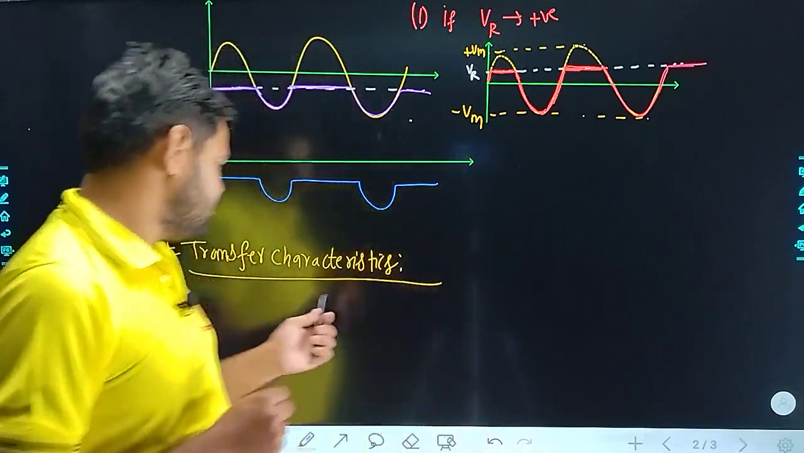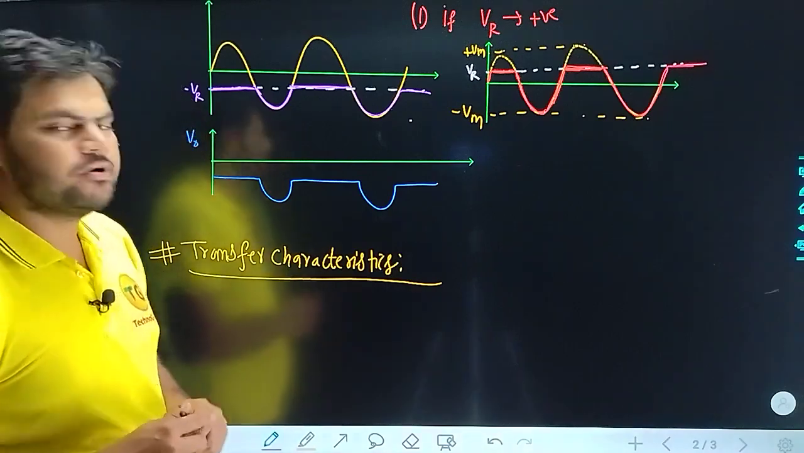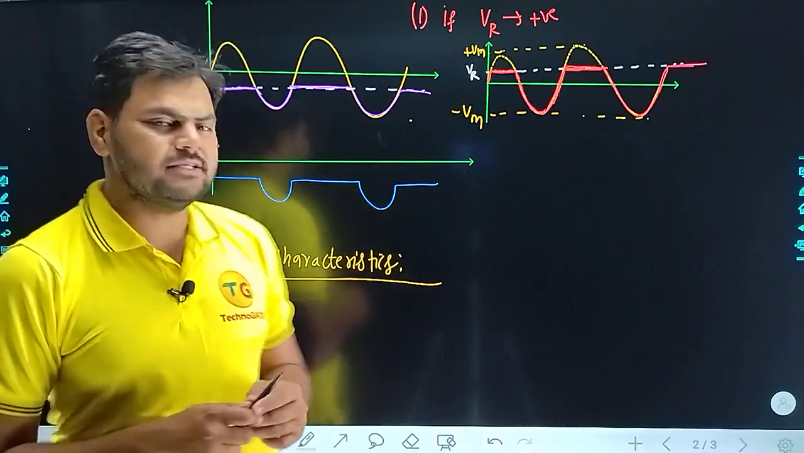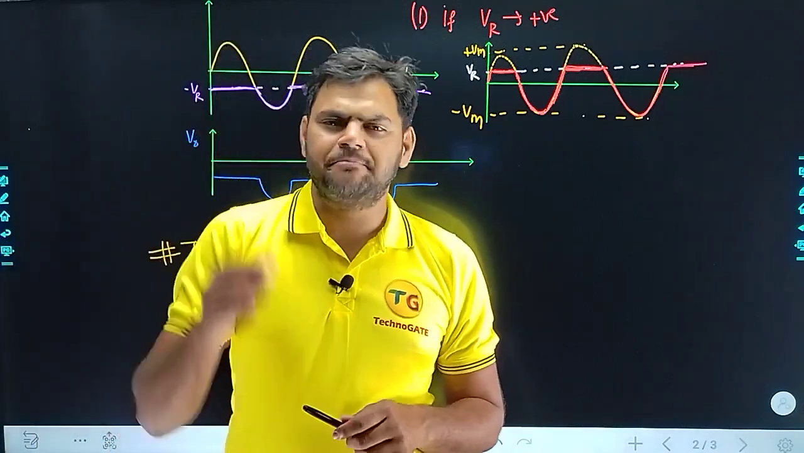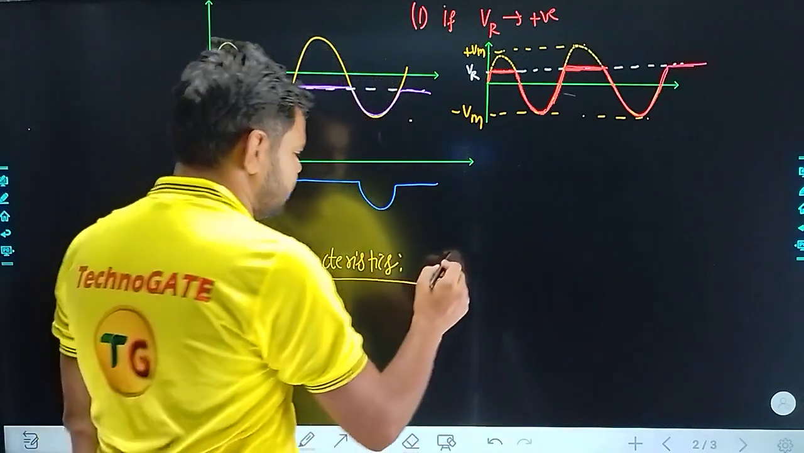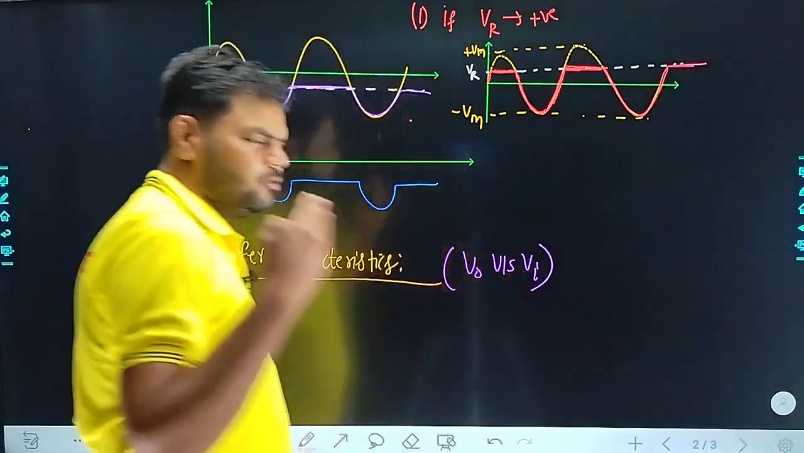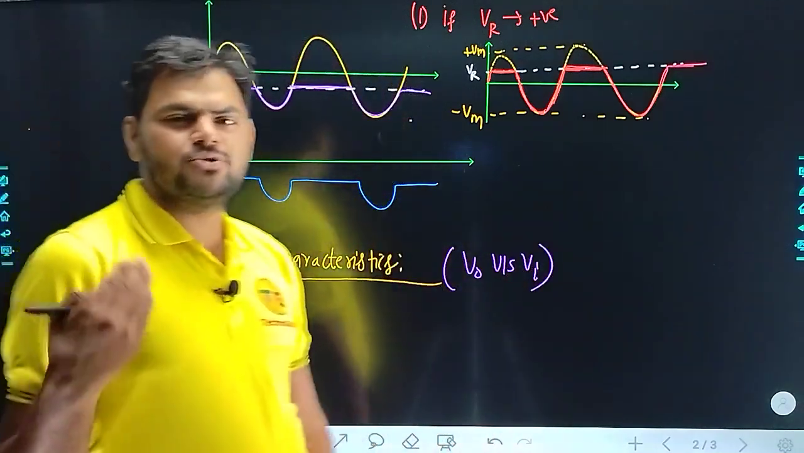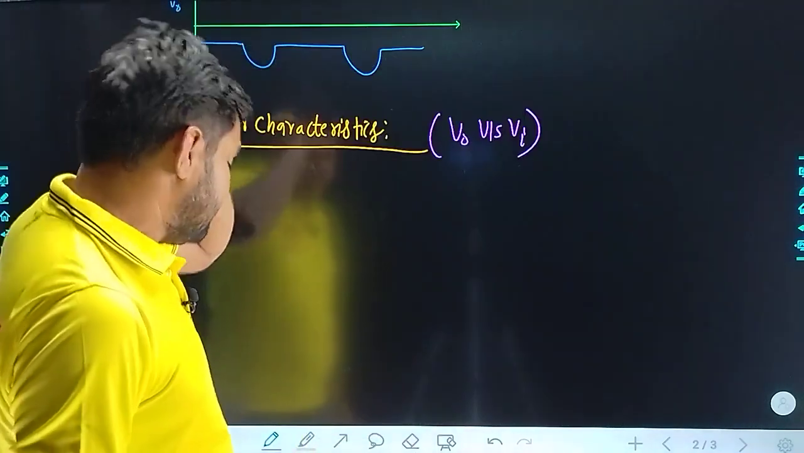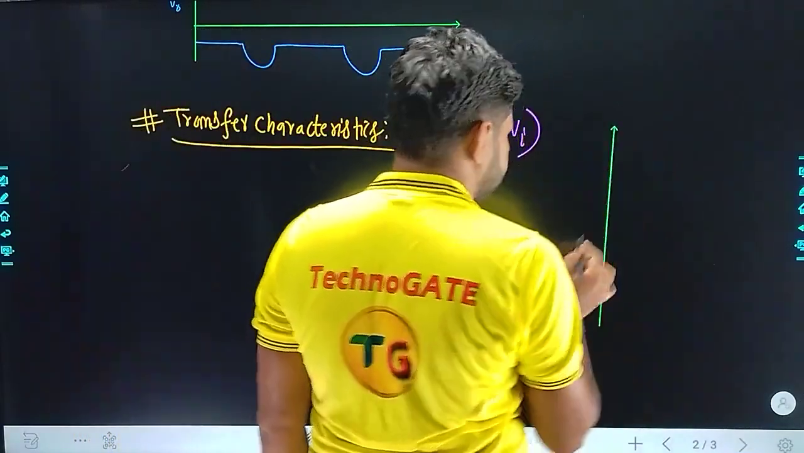So you may note this one point over here. The variation of output with respect to variation in the input is defined in the transfer characteristics. In the bracket you may also write the plot between V0 versus Vi is called transfer characteristics. It's nothing but how, with respect to variation in input, output is going to change. This is simple transfer characteristics. Let me draw it for you, then it will be completely clear to all of you.